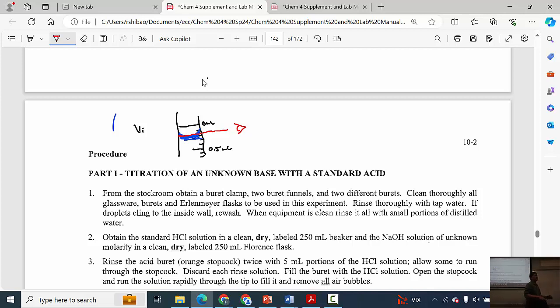So how do we get the initial reading? Well, first we have to clean the burette. Usually we like to use soap and water, and we have something called a burette brush. It has a very long stem on it, and it's just a cylindrical brush that you can brush all the way to the bottom of this. But we don't have any burette brushes, and hopefully this is clean enough. So all we're going to do is rinse this with DI water.